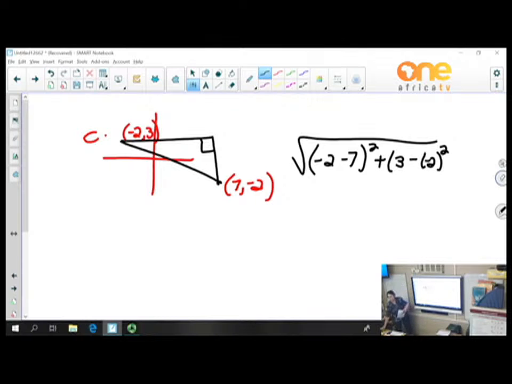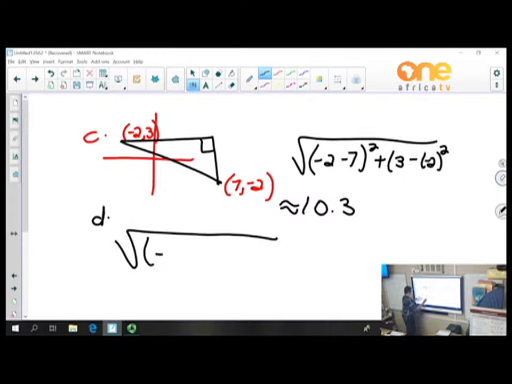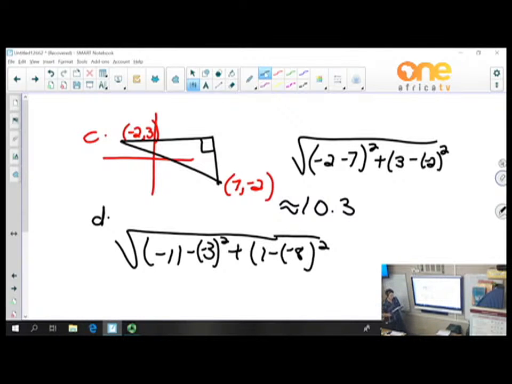Okay, what is the answer? 10.3, do you agree? Do you get that? And I would like you to do the last one then. That one is going to be negative 11 minus plus, and then the second one is then 1 minus 8 squared. What do we get? Again, please try so that we can see if you get the same answer here.